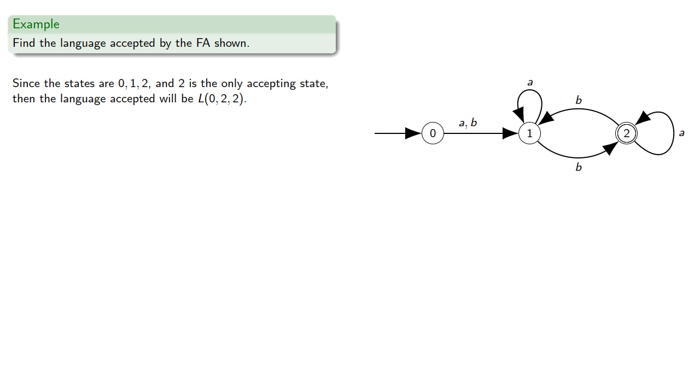And so our recursive formula tells us that this is L(0,2,1), all strings that allow us to go from 0 to 2 without passing through something higher than 1, plus L(0,2,1), strings that'll take us from state 0 to state 2 without passing through anything higher than 1, looping from state 2 to 2 as many times as we need to, followed by going from state 2 on to state 2, again, not passing through anything higher than 1.